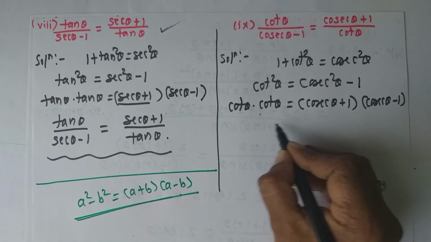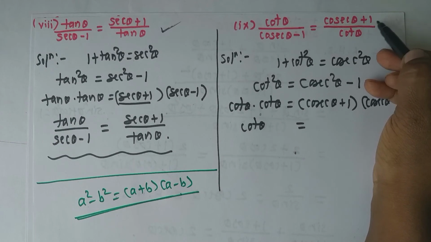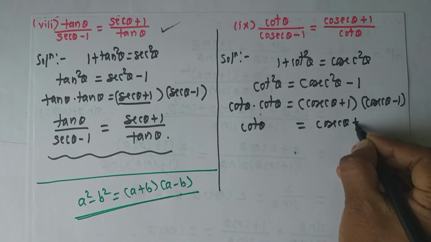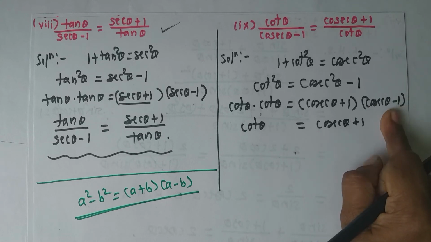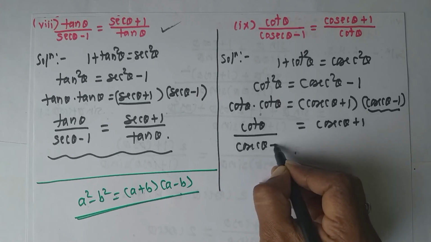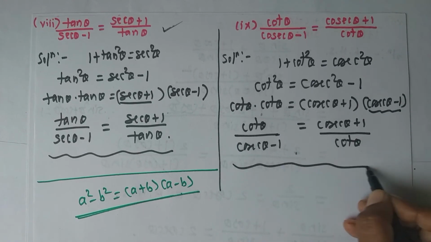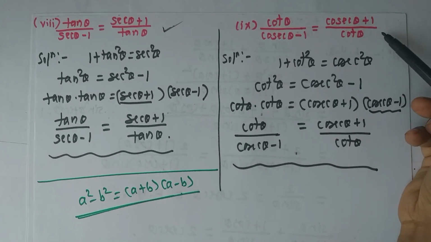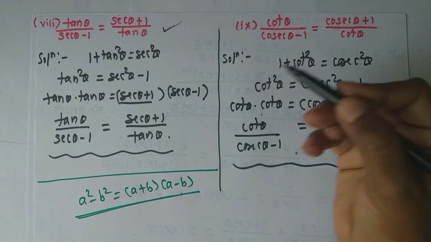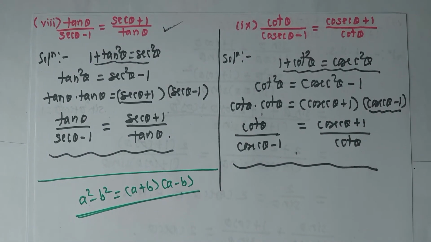Okay. Now keep this cot theta as it is. Here in the numerator there is cosec theta plus 1. Therefore I will keep this cosec theta plus 1 as it is. Now transfer this cosec theta minus 1 to the left hand side. It goes in the denominator. And here transfer one of the cot theta to the right hand side. In this way we have proved the given identity. If you know this formula, then it is very easy to prove such type of problems. Okay, isn't it easy? Are you enjoying the trigonometry? Okay, let's see the next problem.